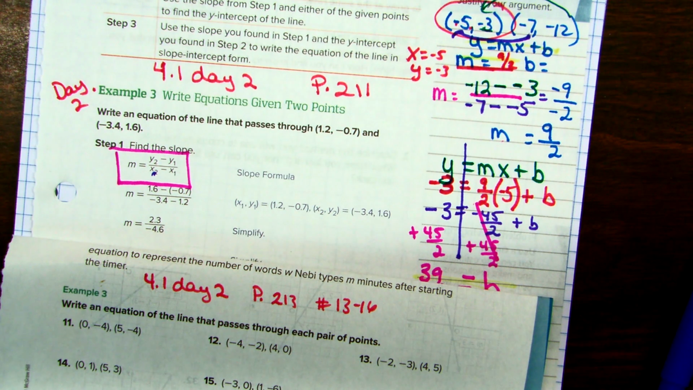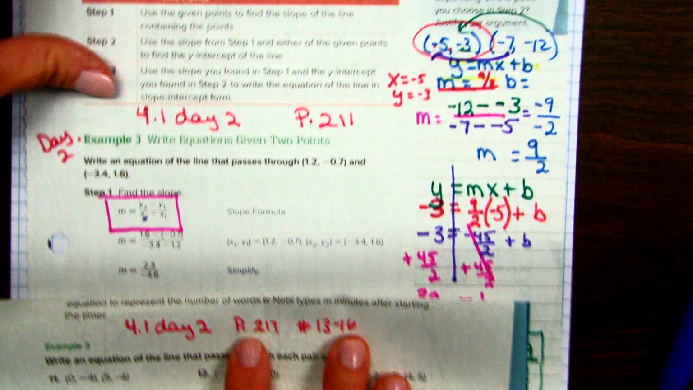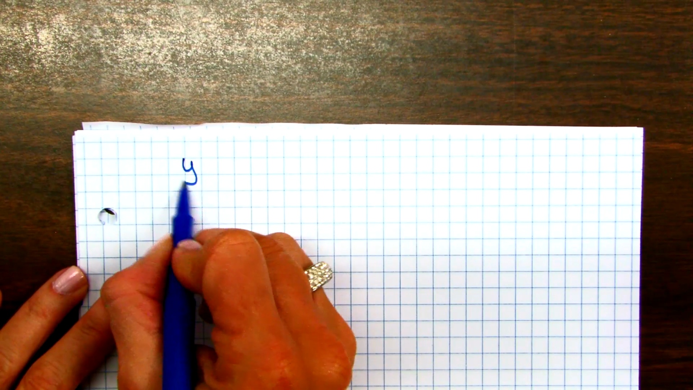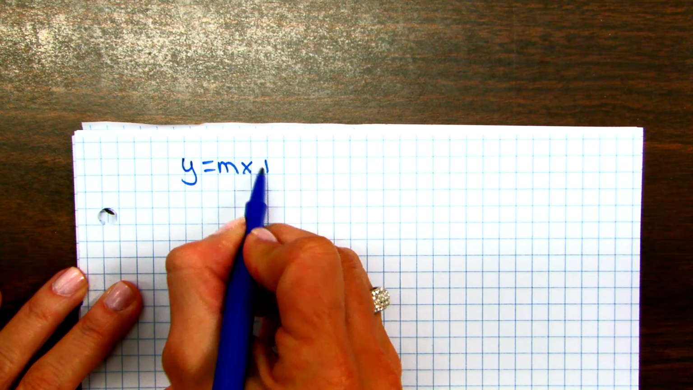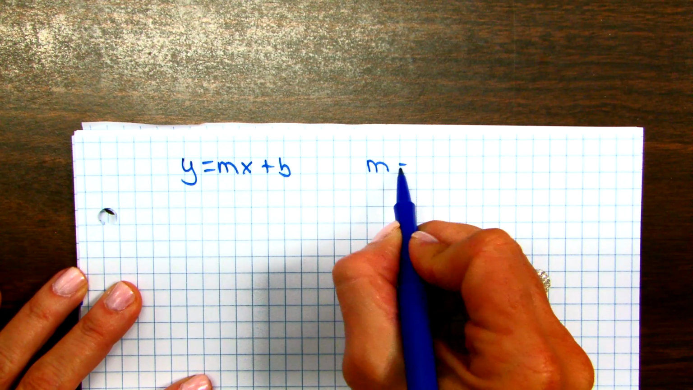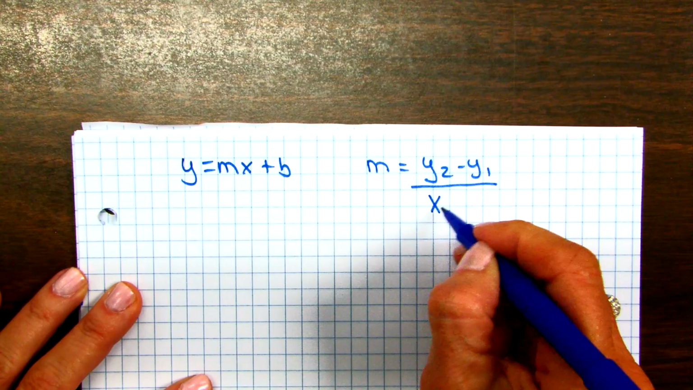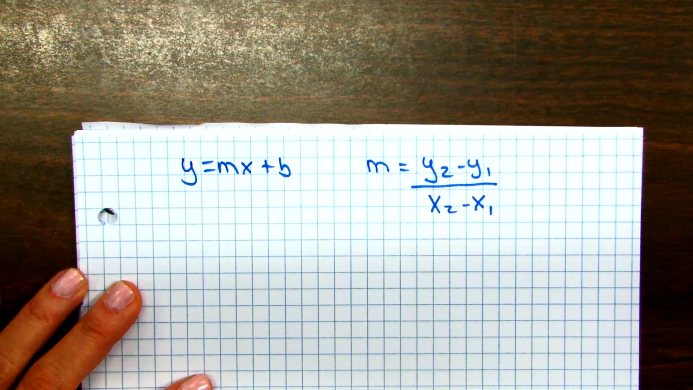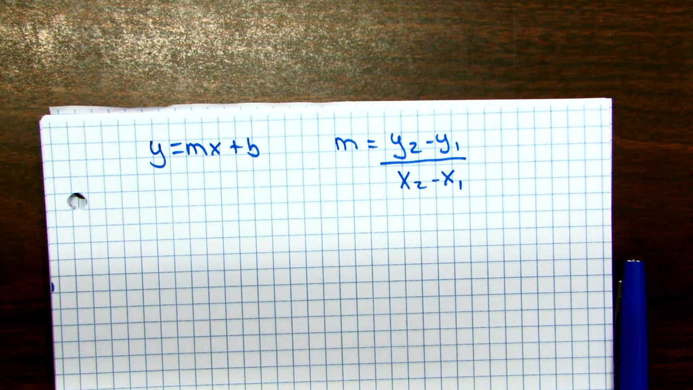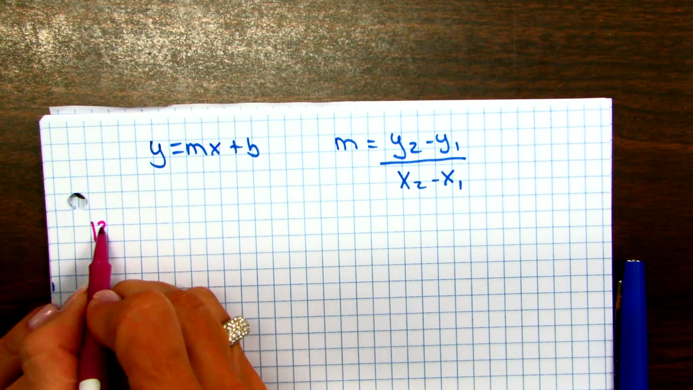Number 13. If it helps you, and this is optional, I'm putting the formulas at the top of my paper, so I just have them to look at, and I don't have to flip around to find them. Okay? And we're starting with number 13.